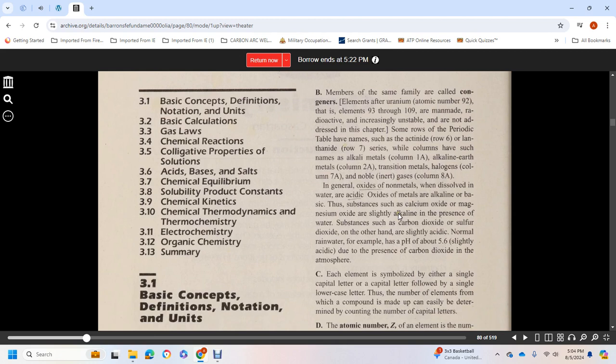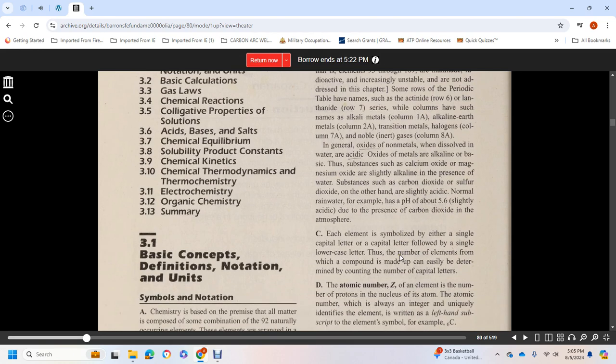In general, oxides of nonmetals dissolved in water are acidic. Oxides of metals are alkaline or basic. Substances such as calcium oxide and magnesium oxide are slightly alkaline in the presence of water. Carbon dioxide and sulfur dioxide, on the other hand, are slightly acidic. Normal rainwater, for example, has a pH of about 5.6, slightly acidic due to the presence of carbon dioxide in the atmosphere.